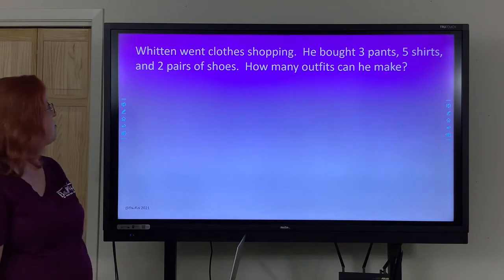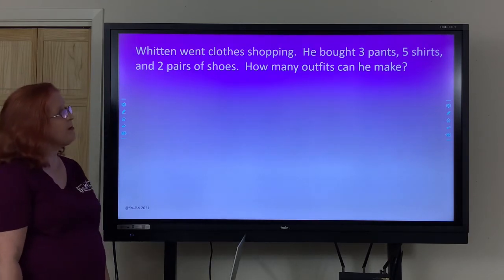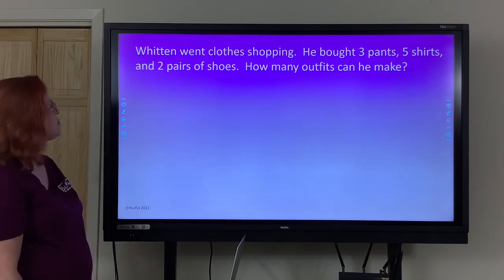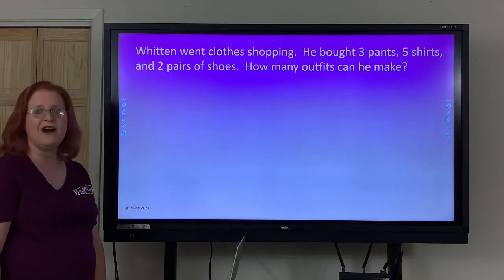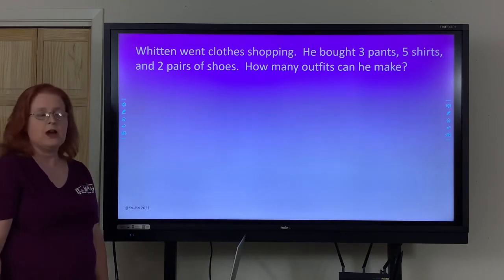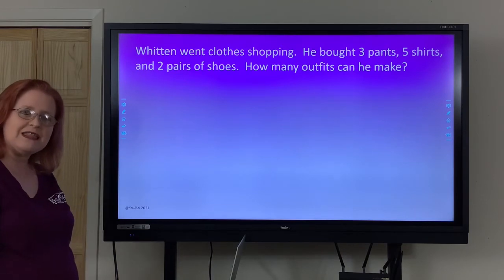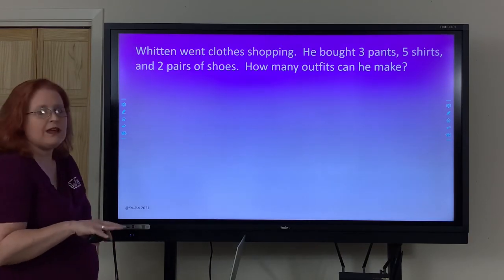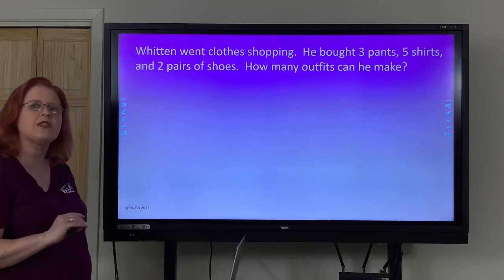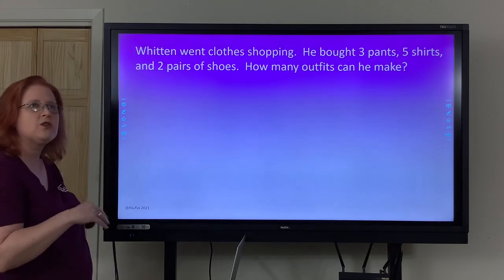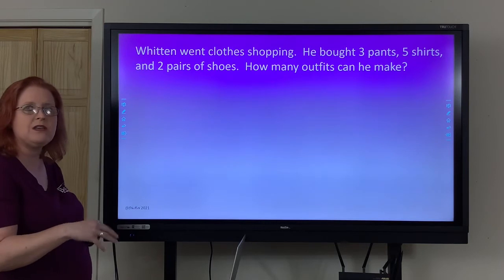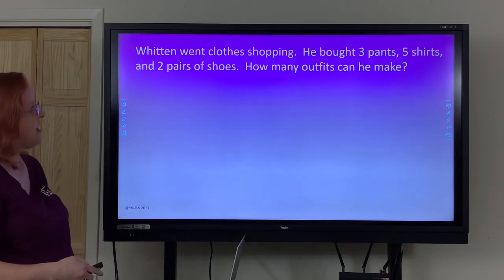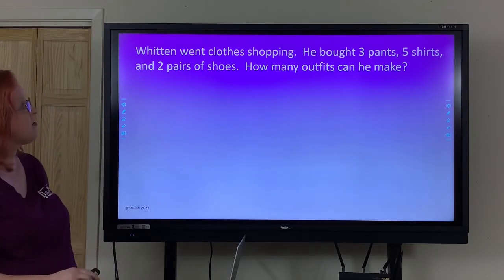All right, Witten went clothes shopping. He bought 3 pants, 5 shirts, and 2 pairs of shoes. How many outfits can he make? Whenever I have a situation like this, I don't want to deal with the lower numbers first. I want to deal with the higher number because you're going to repeatedly use those second and third actions. So I'm going to deal with the shirts.